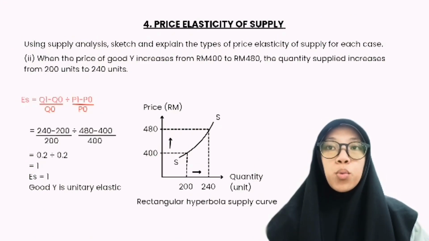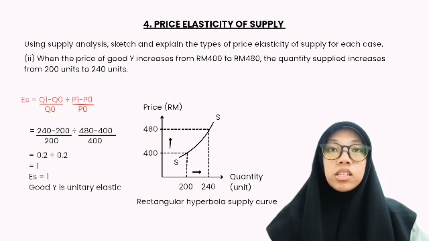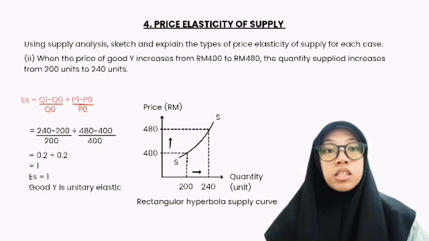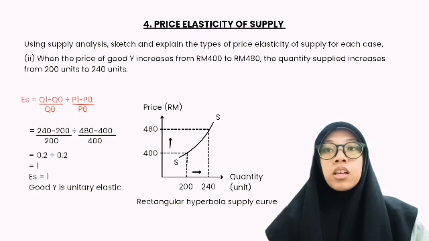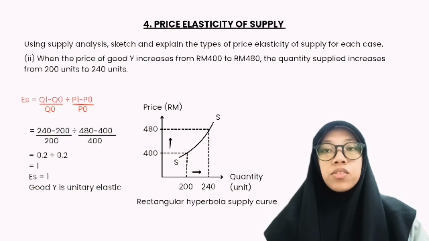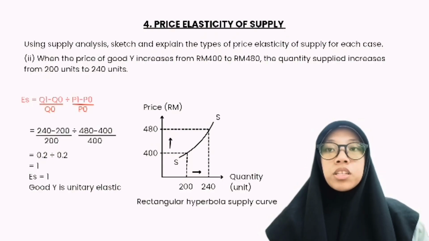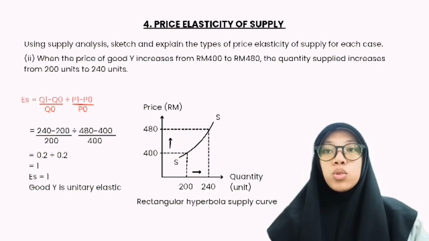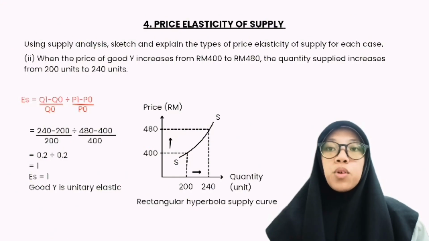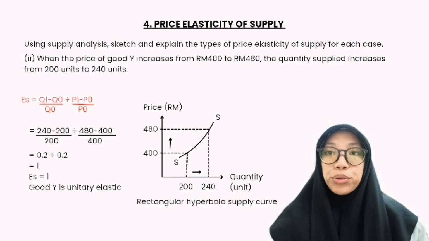The second question is, when the price of good Y increases from 400 ringgit to 480 ringgit, the quantity supplied increases from 200 units to 240 units. We use the same formula as the previous question, but the new quantity is 240, while the old quantity is 200. The new price is 480, and the old price is 400. So let's calculate all together. 240 minus 200 divided by 200 equals 0.2. 480 minus 400 divided by 400 equals 0.2.